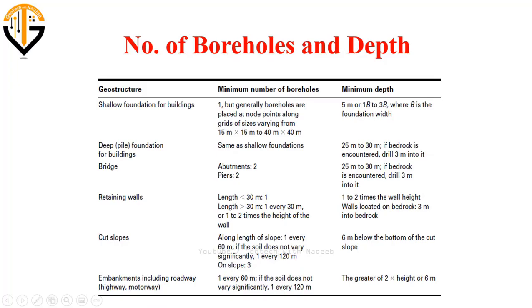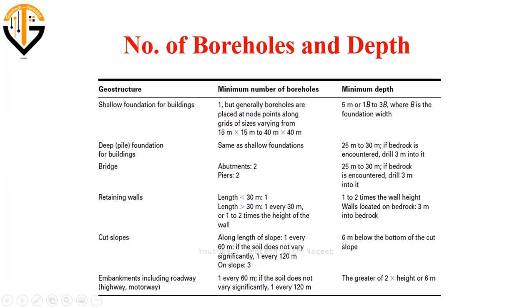For a shallow foundation, the minimum number of boreholes should be 1, and the boreholes should be placed at node points along a grid of sizes varying from 15 by 15 to 40 by 40. And the minimum depth should be 1B to 3B, as I explained earlier. B here is the width of the foundation, the assumed width of the foundation, and it depends upon experience. Then for pile foundations, same as shallow foundation, and the minimum depth of boring should be 25 meter to 30 meter. And if bedrock is encountered, then you need to penetrate up to 3 meter.